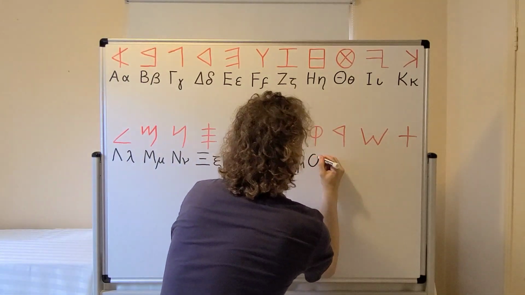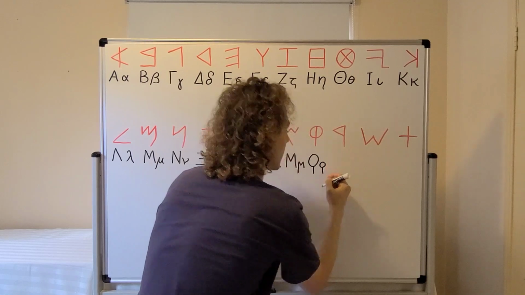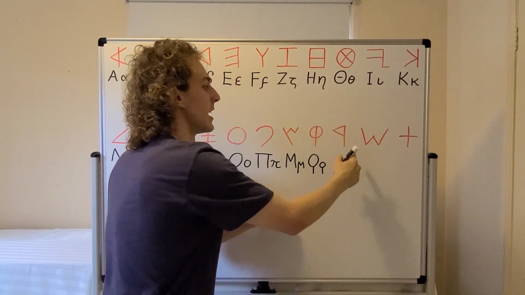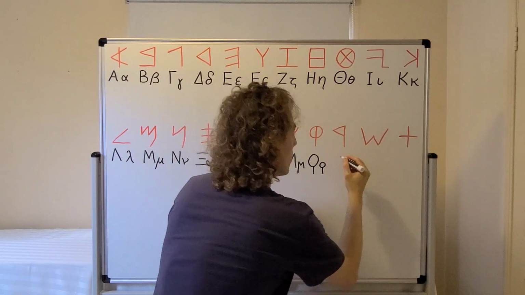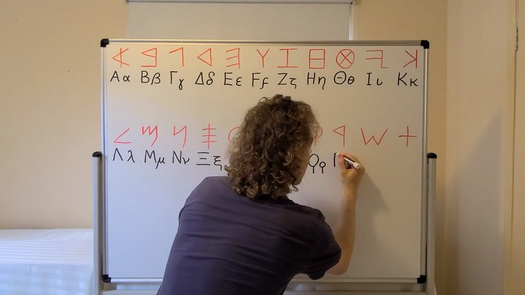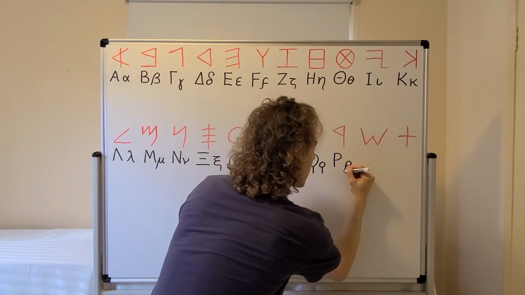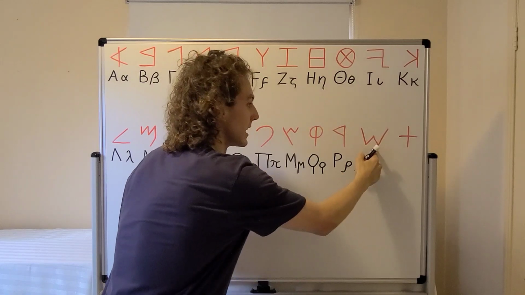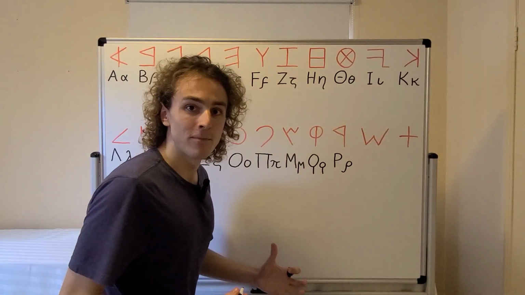This is the uppercase koppa, and this is the lowercase koppa. Next, we have resh. The Phoenician resh corresponds to the Greek rho. This is the uppercase rho, and this is the lowercase rho. Then we have shin. The Phoenician shin corresponds to the Greek sigma.